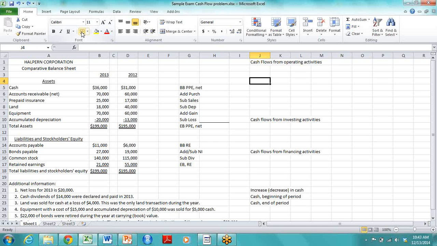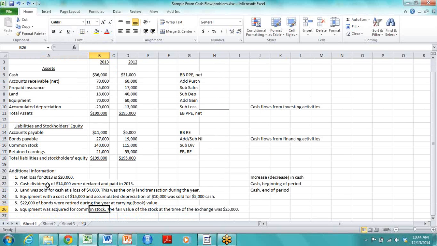I've added a couple of roll forwards that I think will be helpful for you in terms of solving the cash flow, and we'll go through each of those. So first things first, you're going to be given certain information. The first thing you're going to be given is a balance sheet. You could be given an income statement, and then some additional information. This problem just gives a balance sheet and some additional information.